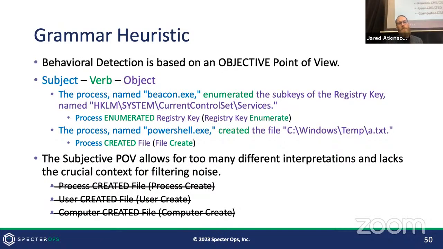So if you were to talk about the thing that you're interested in seeing in your event, what an event is telling you in a full sentence, you would say the process named beacon.exe enumerated the subkeys of the registry key named HKLM system current control set services. That's the full sentence, right? If you were to break it up, the process is the subject. What did it do? It enumerated something. What did it enumerate? The subkeys of a registry key, with a specific name. And so what you could do is say a process enumerated a registry key, right? This was something that Roberto Rodriguez, the guy who did the keynote, and his brother first introduced. And so what we do is we take an objective point of view.